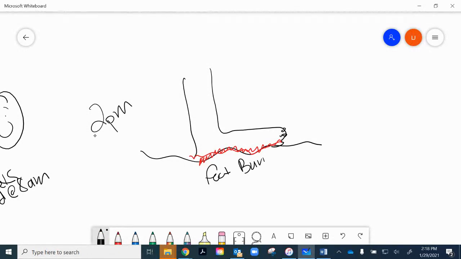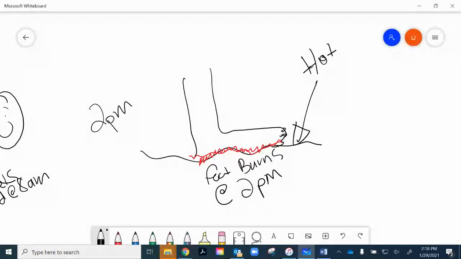Your foot burns at 2 p.m. in the summertime because that sand is stinking hot. And you're like, what the heck? I came out here this morning. It was cold. Now it's stinking hot. What is going on? But the water would feel the same. Yeah, you're right. In the morning, the water feels the same as it does in the afternoon. It doesn't change much. But the sand, man, it gets hot during the day.